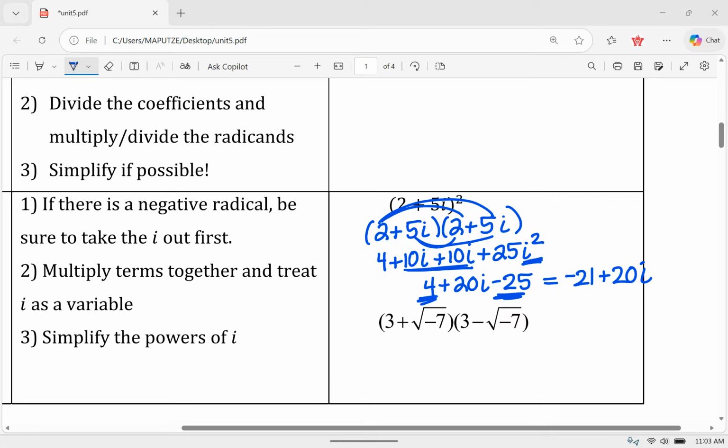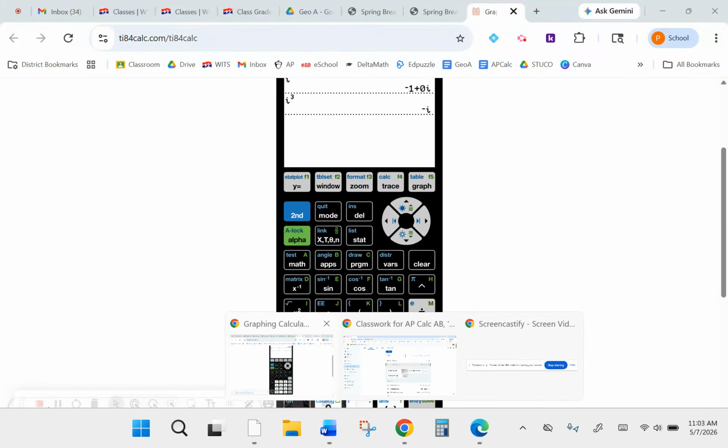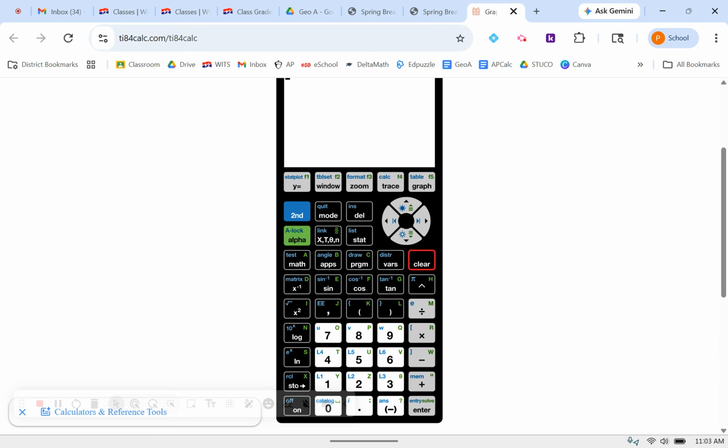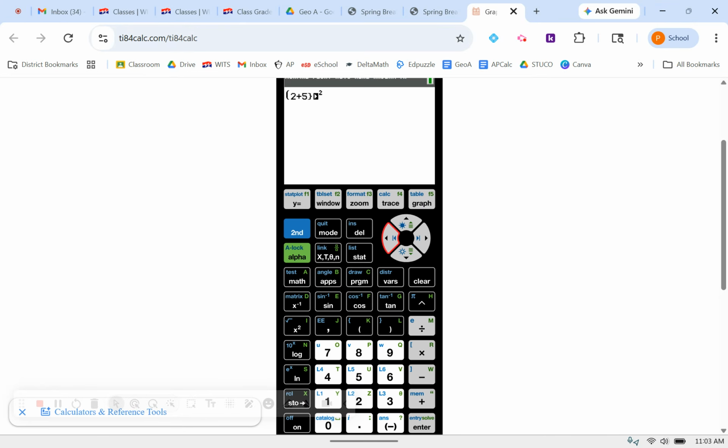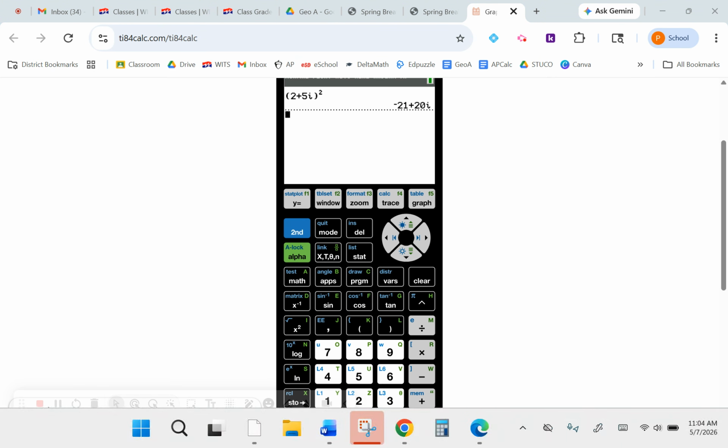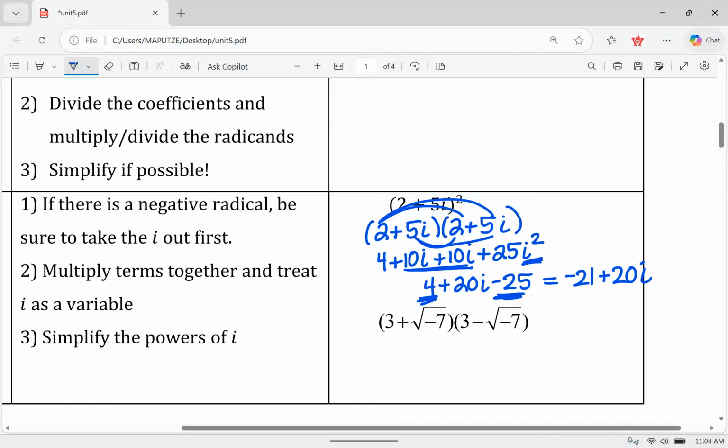Sometimes your calculator will do that for you as well. So let's see if it likes this one. If we do 2, it was plus, right? 5i quantity squared. And it grabbed the wrong bracket for me there. It can help you with that as well. Okay, so play around with your calculator. Sometimes it'll give you nice answers. Sometimes it's kind of wacky, but it's always just something to look at.